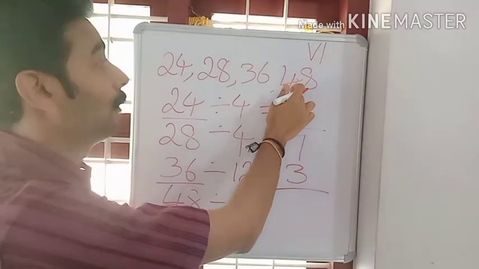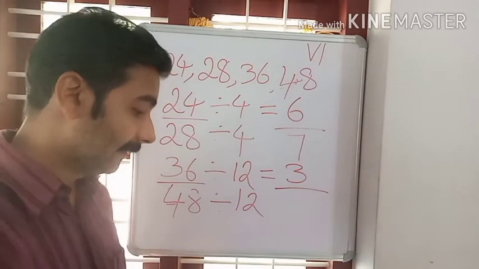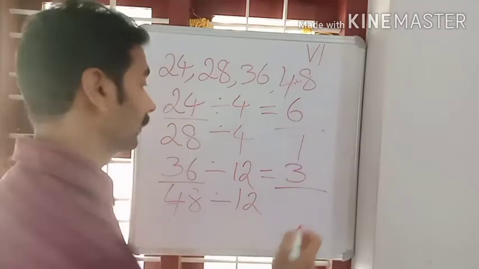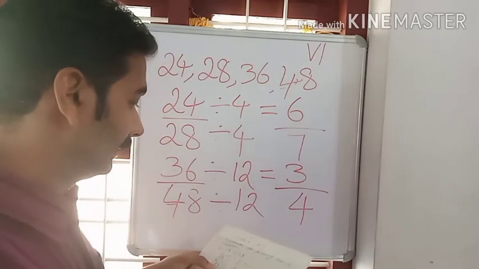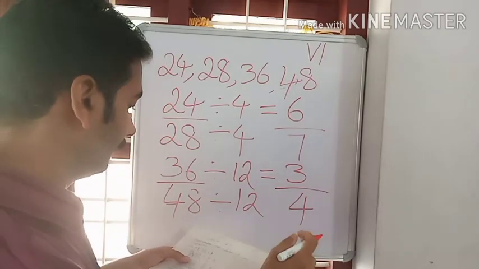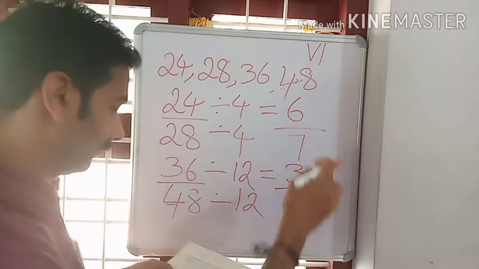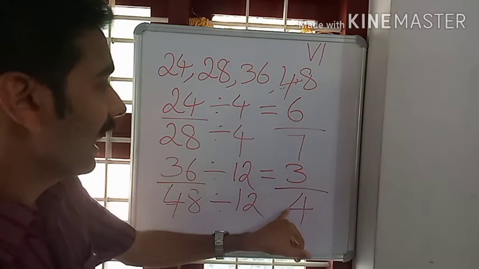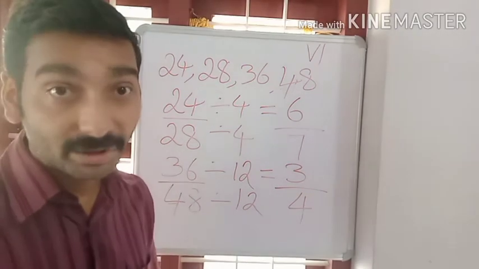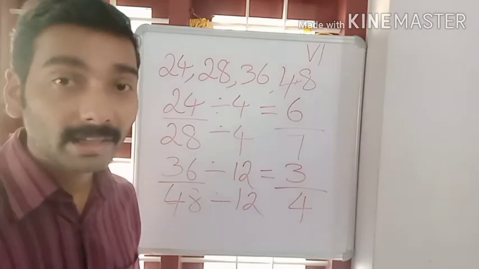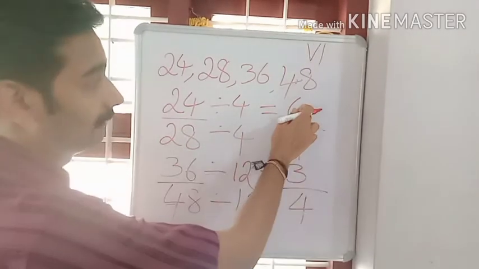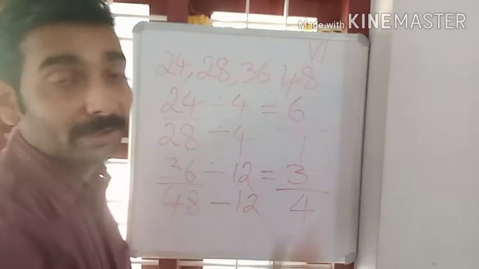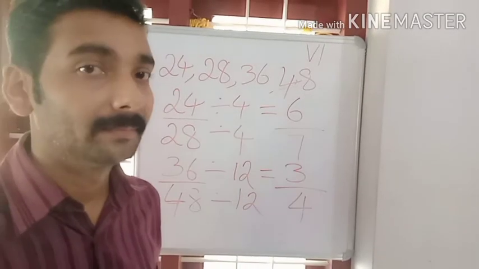48 divided by 12 is 4. That is 3 upon 4. This one is 6 upon 7, and this one is 3 upon 4. Is it proportion? No, it is not proportion. Clear? Okay.